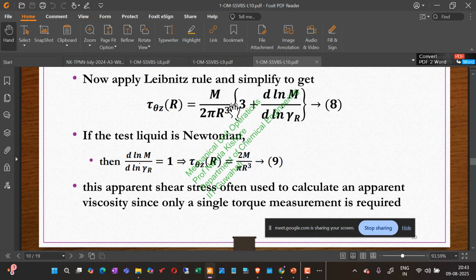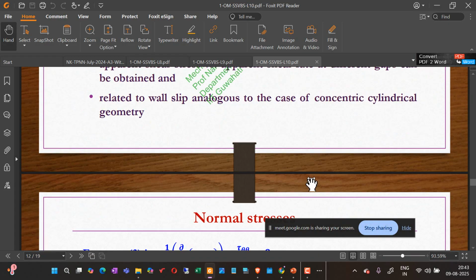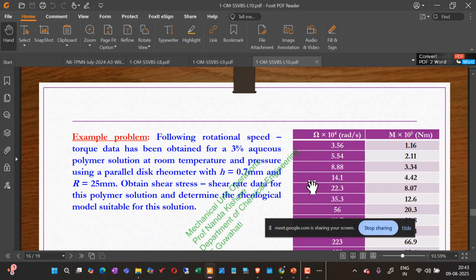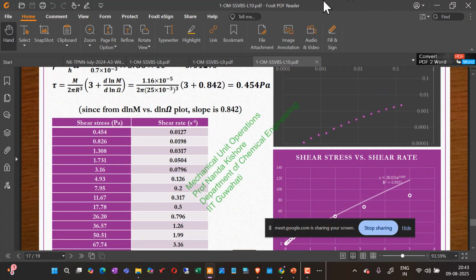But if it is non-Newtonian, then what you are getting is tau theta z equals r m by 2 pi r cube, and this is the correction factor that is coming into the picture, right? And this is actually going to dictate the effects that you are getting, and the value of the normal stress differences that you are going to calculate at that, right?